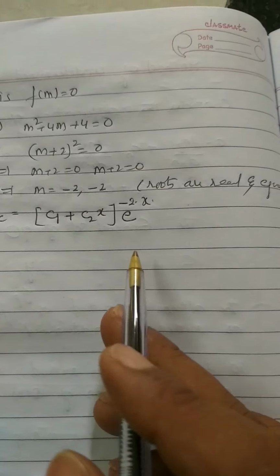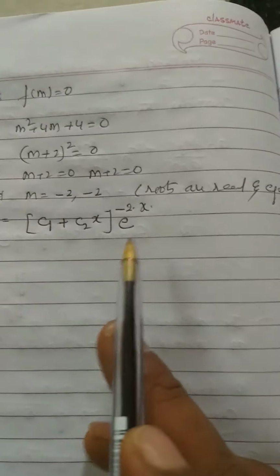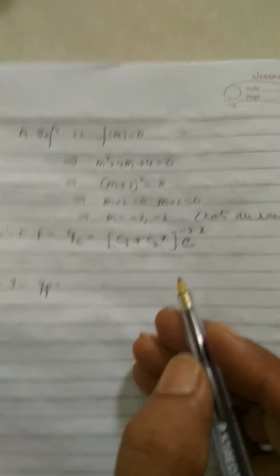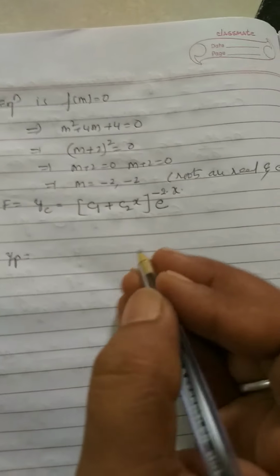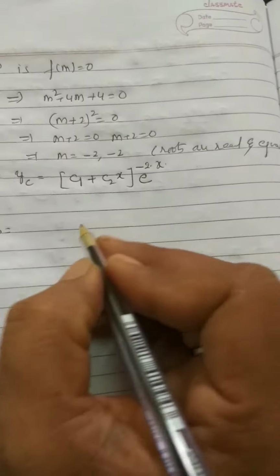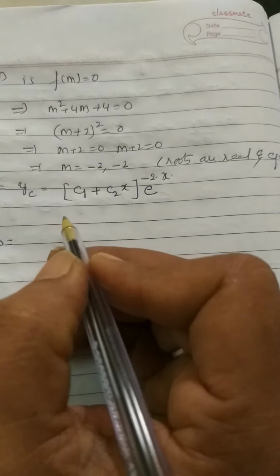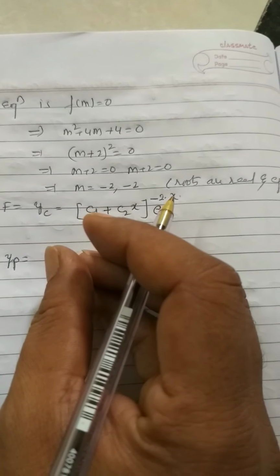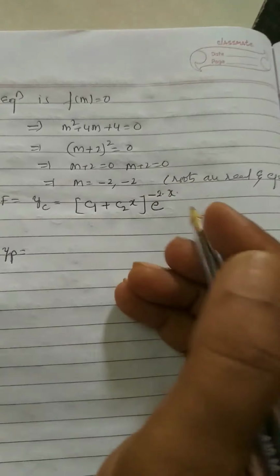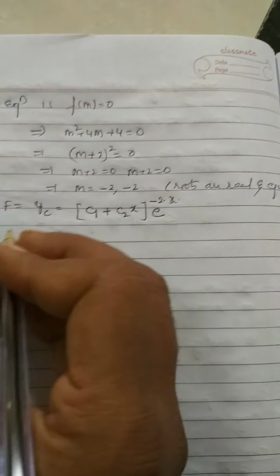Is there anything common between these two? No terms in common, right? There is e power x, and there is e power minus 2x. Both are different, and here x square is an extra term. In this method, to find the particular integral, we have to write the linear combinations of those terms which are not in common with the complementary function.